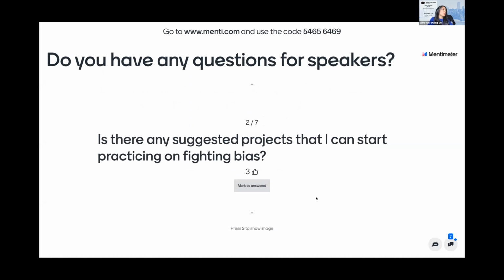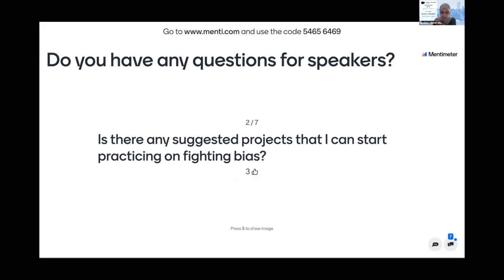The next question we have is, are there any suggested projects that I can start practicing on fighting bias? I love that question, and I love the energy. So there are so many people trying to build tools, so you can try to work on these tools. However, there are also a lot of data sets that you can play with to see how you can fight bias.